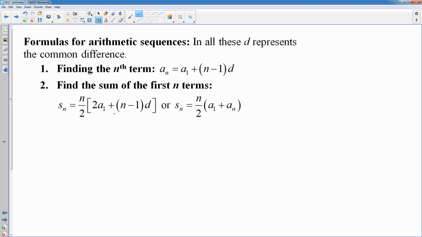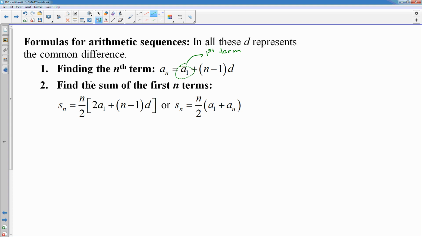A couple of other formulas, and I think I did give y'all warning this chapter would start to get formula heavy. This is where that starts. If I want you to find the nth term of a sequence, and that simply means like if I want the 14th term or something like that, we can use this formula, where your 14th term is your first term plus 14 minus 1 times the common difference. And do remember that a sub 1 is the first term of the sequence.